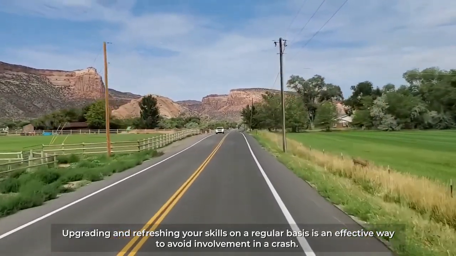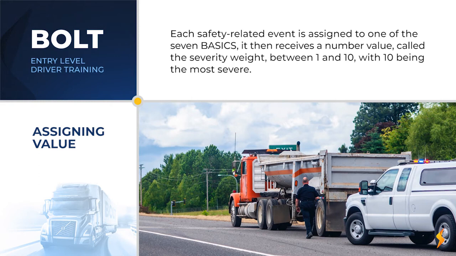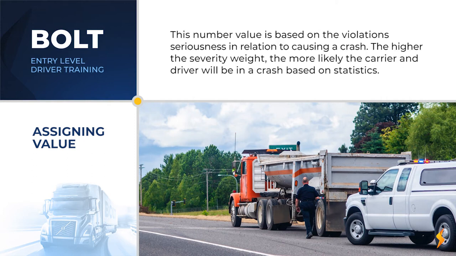in a crash. To make sure the comparisons that occur as part of the safety evaluation process are applied fairly, all safety-related violations are given numerical values, which are ultimately used to generate scores for both the carrier and driver measurement systems. Each safety-related event is assigned to one of the 7 basics. It then receives a number value, called a severity weight, between 1 and 10, with 10 being the most severe. This number value is based on the violation's seriousness in relation to causing a crash. The higher the severity weight, the more likely the carrier and driver will be in a crash based on statistics.